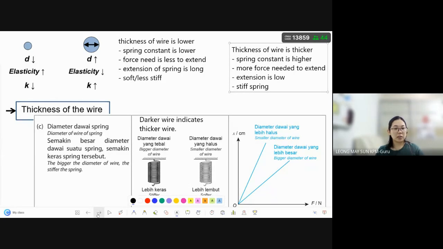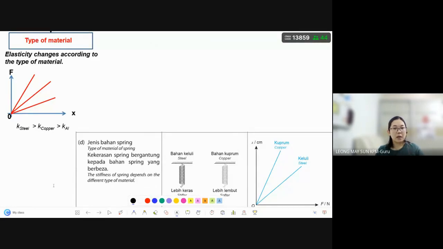Okay, last is actually the type of the materials. Now, type of materials, this one, by hook or by crook, you have to memorize. Okay, we have steel, copper, and aluminium. Normally, we would prefer copper. Now copper is actually a soft material. Steel is actually much stiffer. And obviously, aluminium is the most stiff material.